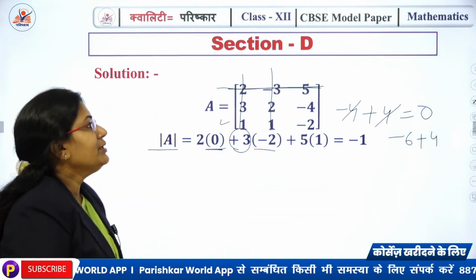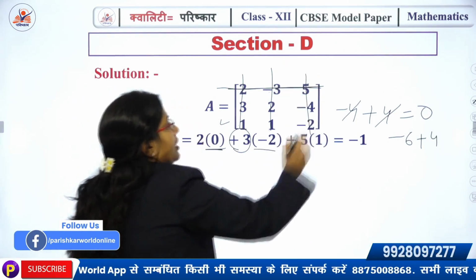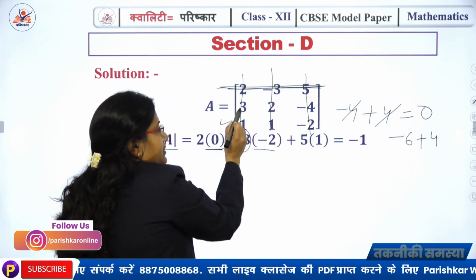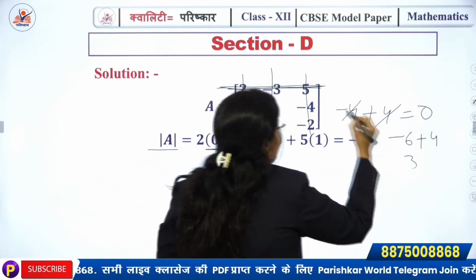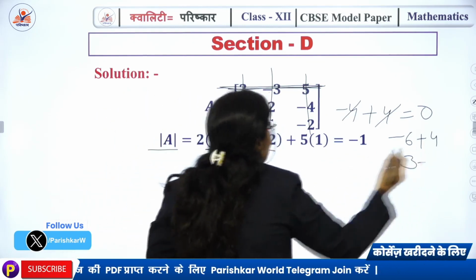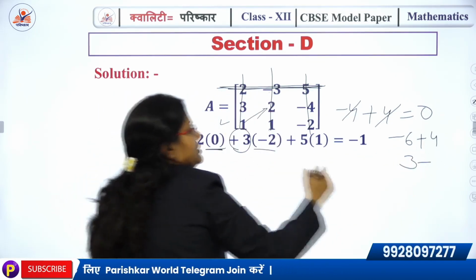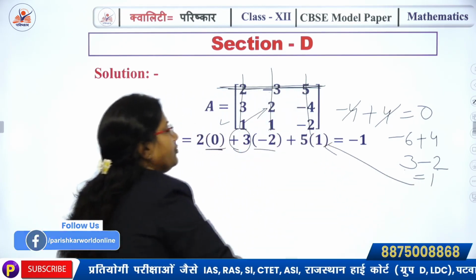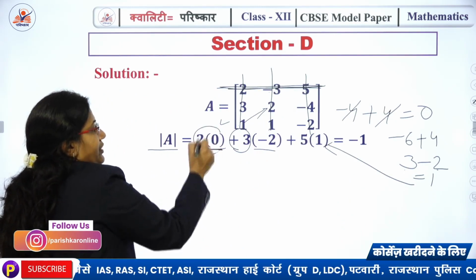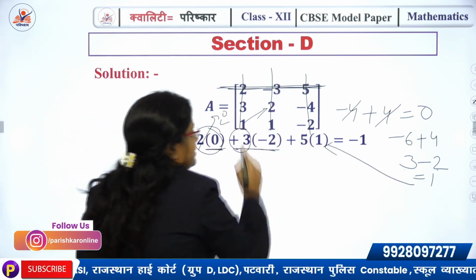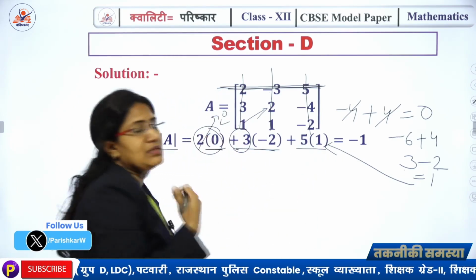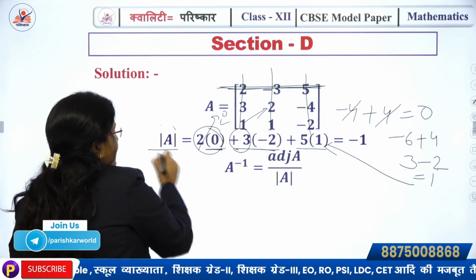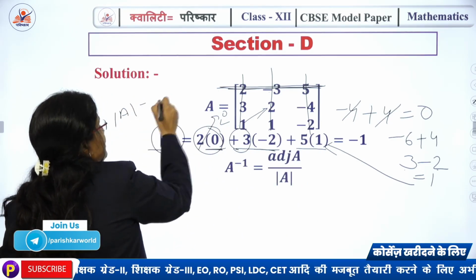And for the third entry, we'll hide the third column and the first row. We have 5 into, multiplying 3 into 1, we have 3. And with minus sign, we'll multiply 1 into 2, that means 2. Again, 3 minus 2 is equal to 1. As you can see, 5 into 1. After solving, 2 into 0 is 0, and this is minus 6 plus 5. Minus 6 plus 5 is equal to minus 1. That means the determinant of A is equal to minus 1.